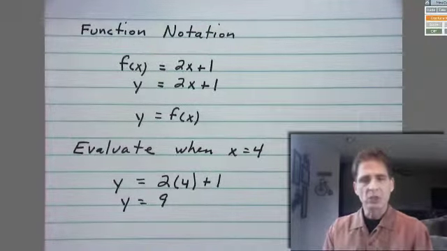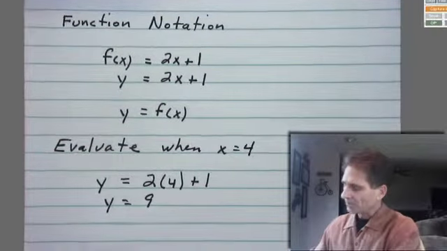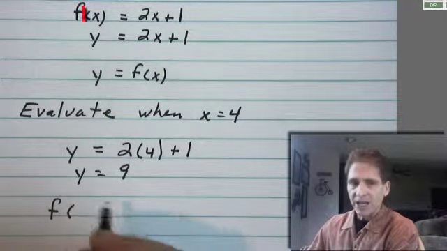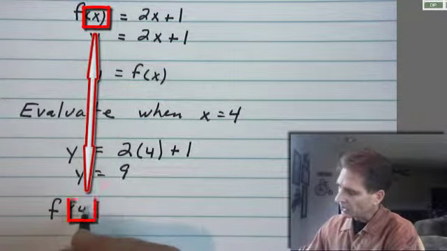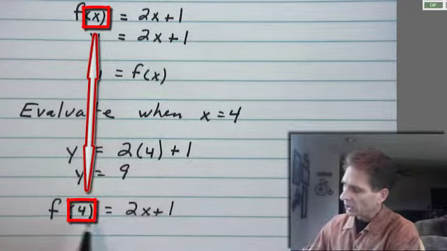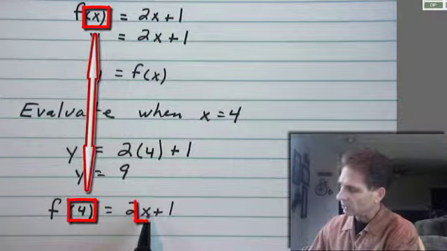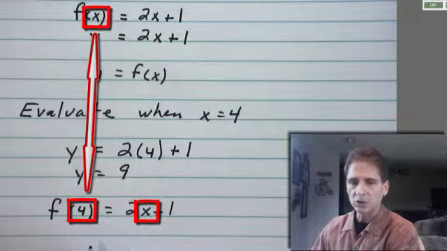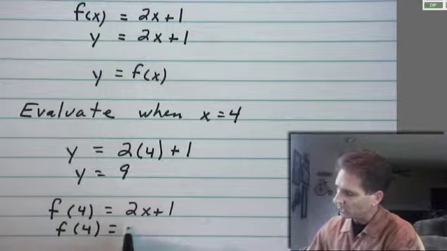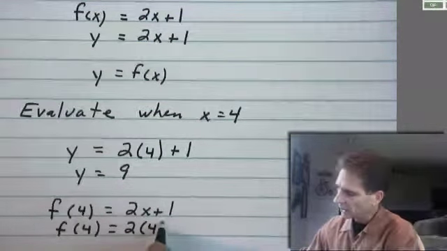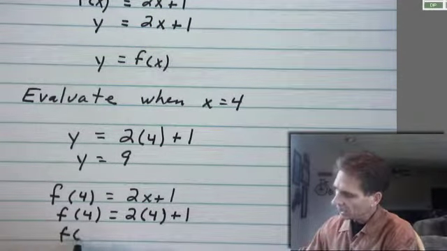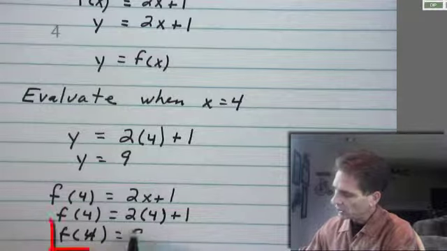Now with the function notation, we actually write it a little bit differently, but we get the same results. Instead of f of x, I can literally put the 4 in there, meaning that in the equation of 2x plus 1, wherever there's an x, I'm going to put a 4. So I'm going to do that substitution. So, f of 4, when I plug 4 in for x, will equal 2 times 4 plus 1. The results are the same. f of 4 is equal to 9.